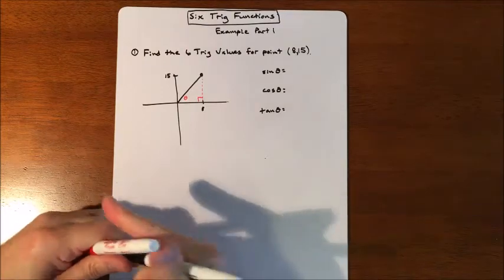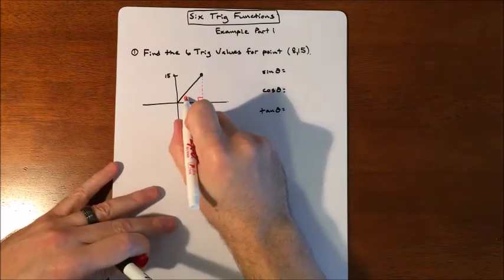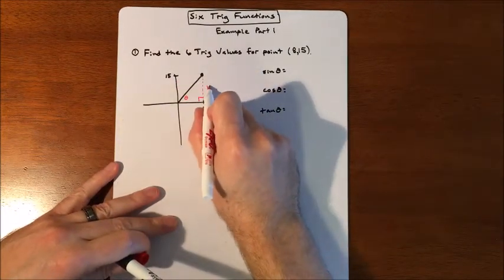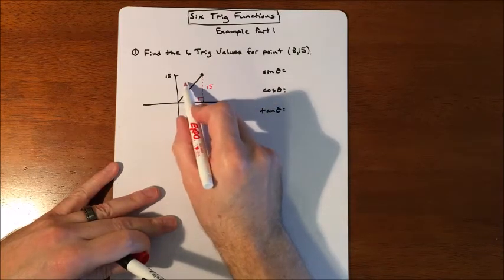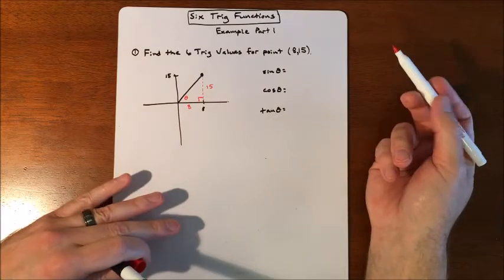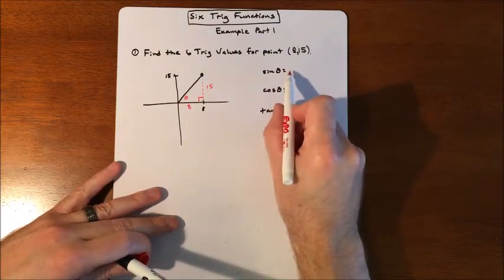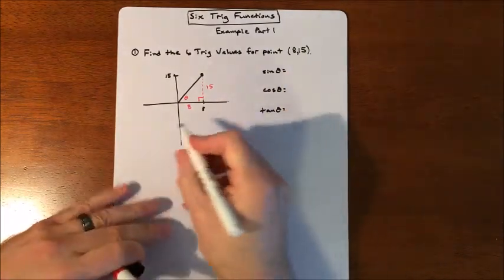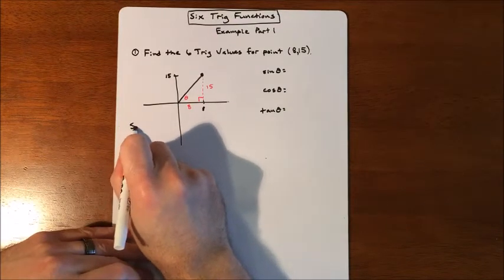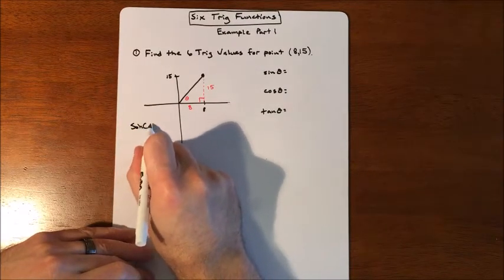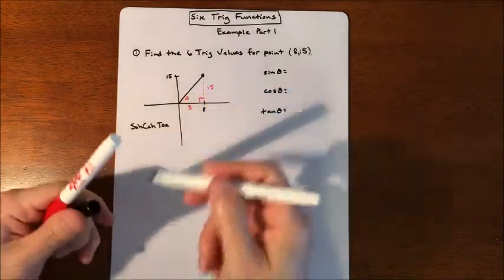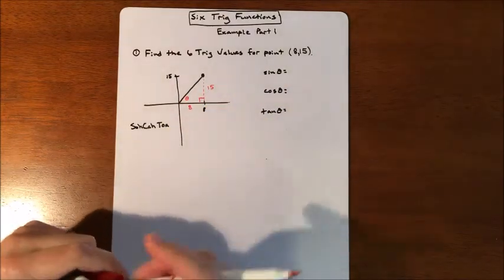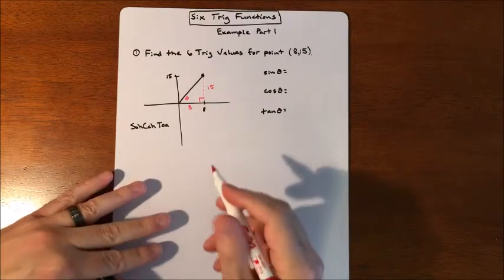So from here, I have myself a right triangle, and the opposite, the height, is 15, the horizontal is 8, and I'm going to look to do SOHCAHTOA. So sine is going to be opposite over hypotenuse, so I need opposite and hypotenuse. I'm missing the hypotenuse, so I can do the Pythagorean theorem to figure out what my hypotenuse is.